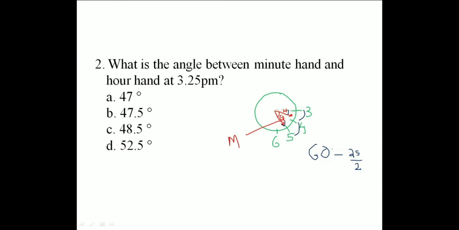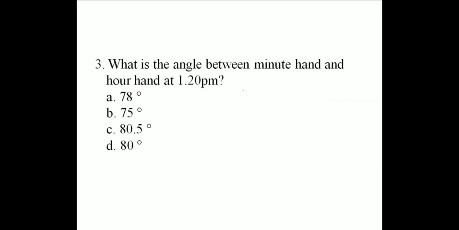It's 25 by 2, which is equal to 12.5. So 60 minus 12.5. The answer is B, that is 47.5, right? So just draw the diagram and mark it. It will be very easy. Then find the position of the minute hand and hour hand, and what the angle is. Next question, what is the angle between the minute hand and hour hand at 1:20 p.m.?